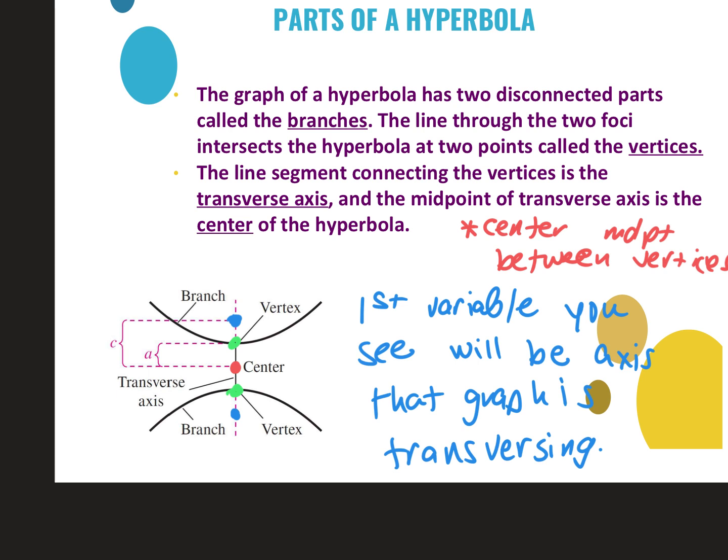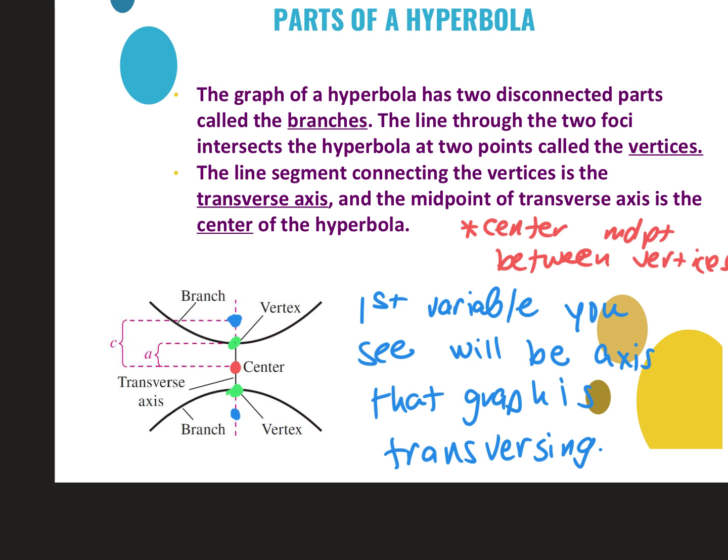Look at this little picture. What is your A value? What's the distance from where to where? Center to vertices. Is that consistent with everything else we've been doing? Yes. What is your C value? Center to foci, which is what we've been talking about.